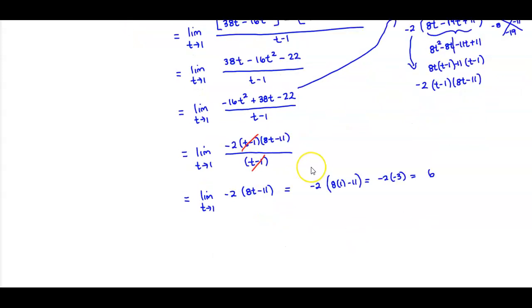And so therefore we would say the following. We would say, thus, the instantaneous velocity when t equals 1 is 6 feet per second.